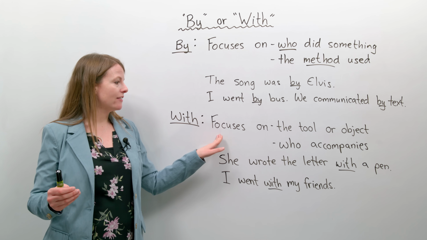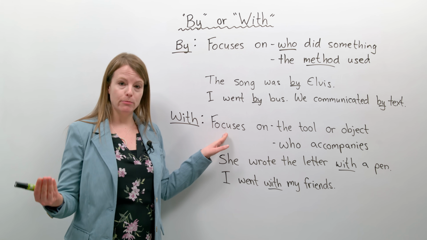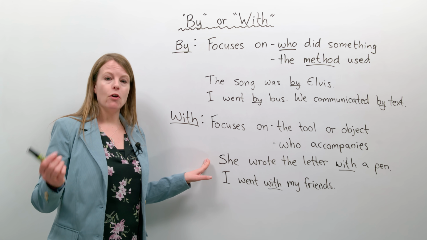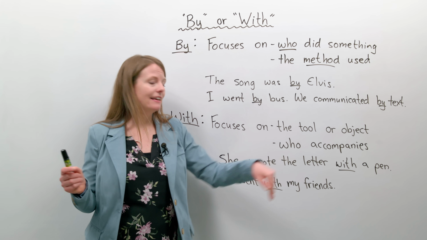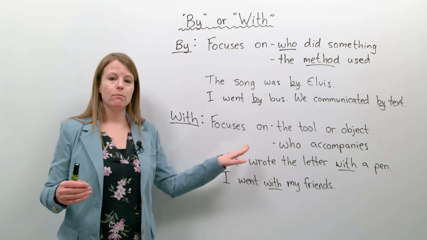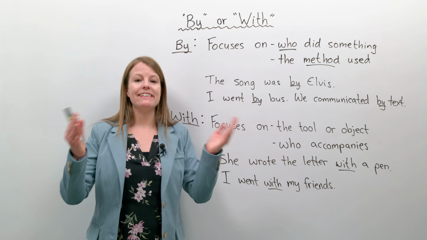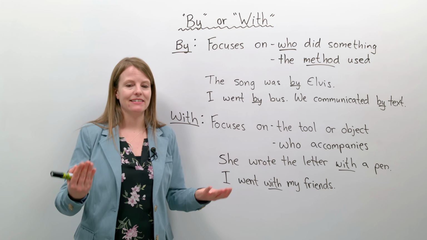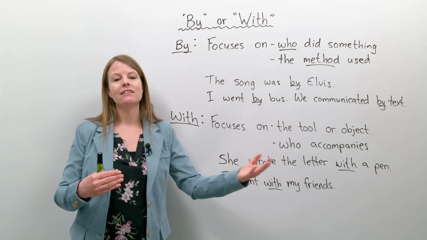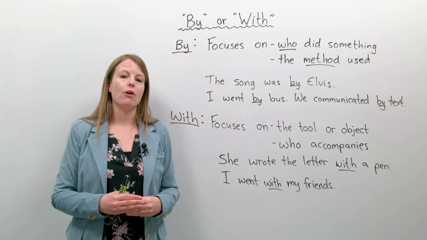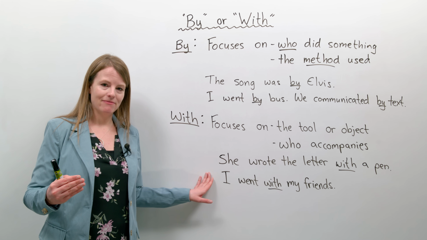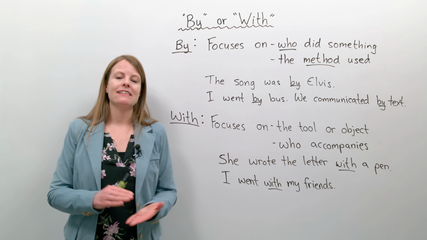With focuses on a tool or an object. How did she write the letter? She wrote the letter with a pen. So a pen is a tool or an object. We also use with when we're talking about who was together, accompanying somebody. So who was together? Who went to the park together? The girl went with her brother. I went with my friends. So these are the main differences.